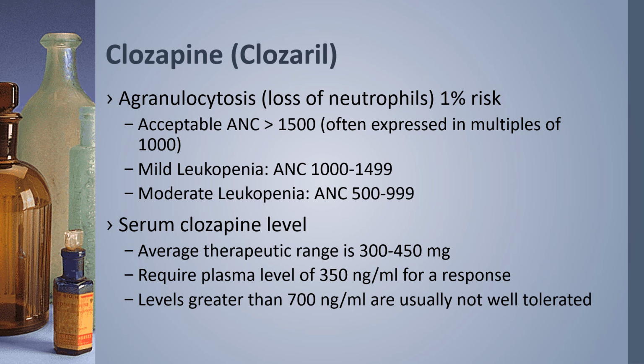An acceptable ANC needs to be over 1500. Mild leukopenia is somewhere between 1,000 and 1499, and then moderate is going to be 500 to 999. Anything lower than 500 is severe, and it's not good. Okay, that is indicative of an immediate recheck of ANC. We do not dose Clozaril until ANC comes back up over 500.